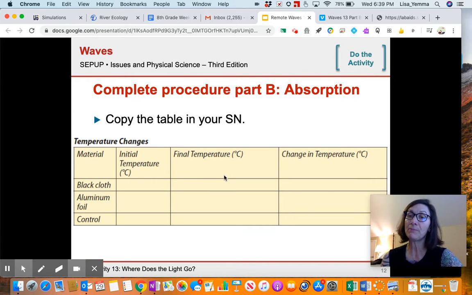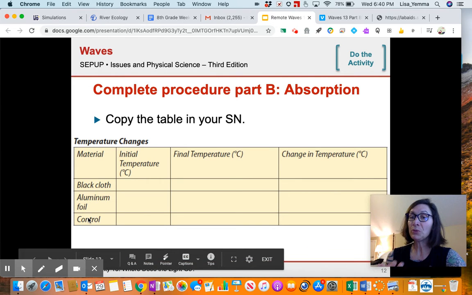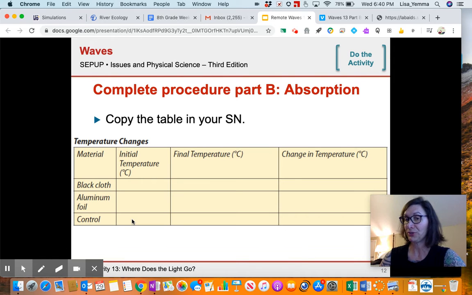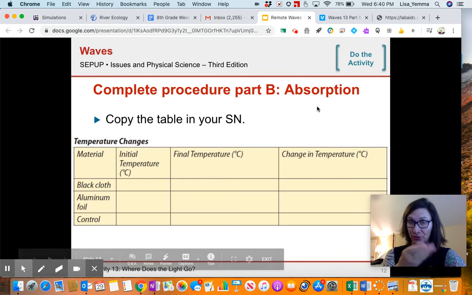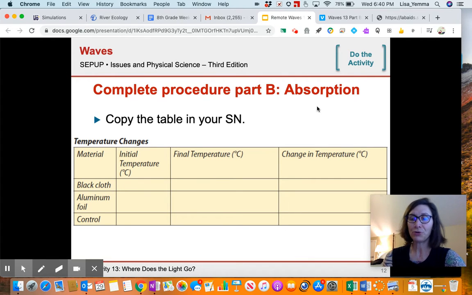With absorption, remember, how can I have evidence of absorption? Temperature change, easy. You still will have your black cloth, your aluminum foil, and then we will have a control. The first column will be your initial temperature. We are measuring in degrees Celsius. You'll have a final temperature and a change in temperature. So go ahead and pause the presentation so that you can record your data.